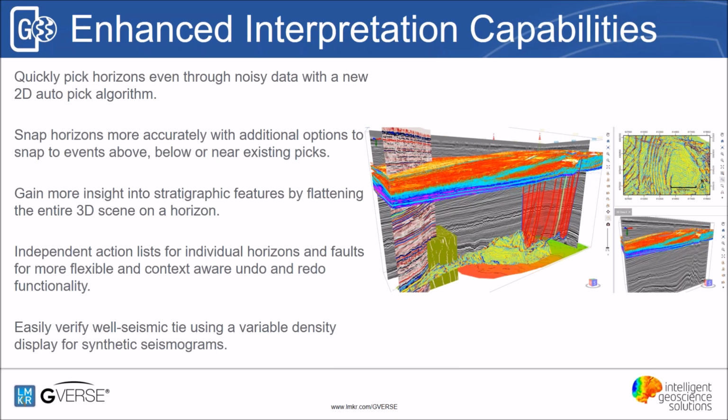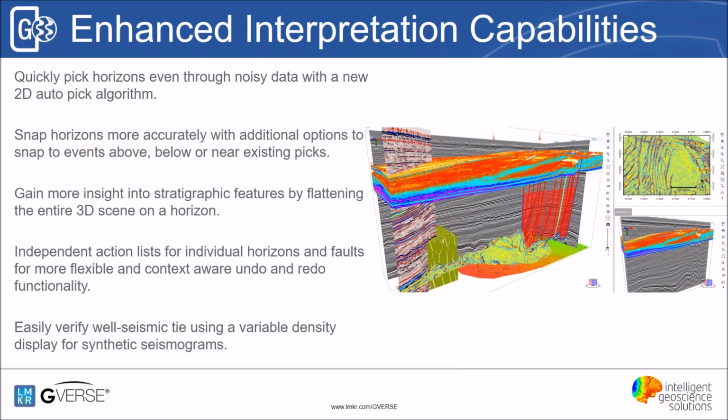We've updated the undo/redo functionality of our horizons and faults, so we've reworked it, and now we maintain an independent history for each horizon and fault. The undo and redo actions are now context aware and apply only to the active horizon or the active fault. When you switch active horizons or active faults, the history associated with the new active horizon is the one that is used when performing an undo or a redo. And I will show you how this works in a bit as well.